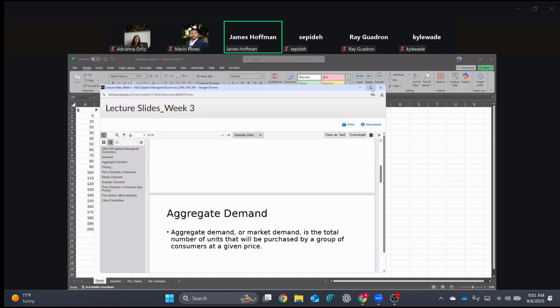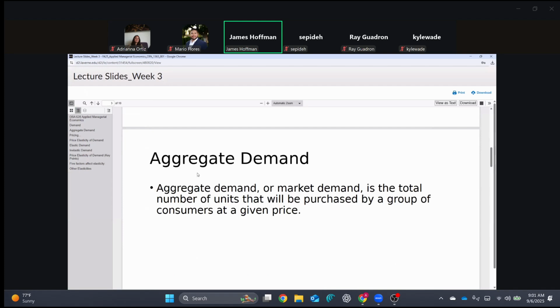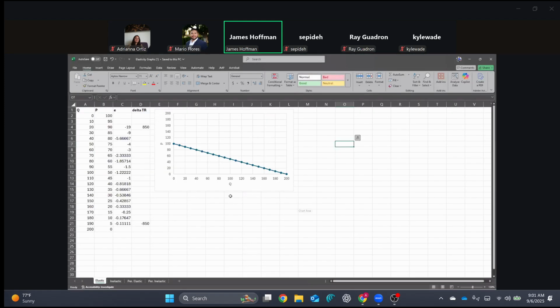There we go. So for aggregate demand, we're essentially going to sum up the total number of units that will be purchased by a group of end consumers at a given price. So instead of looking at just one, we're saying that for these video games or eggs, let's say these are eggs, we're saying that at a price of, let me see if I can make this a little more accurate. So what do you think the max consensus is?